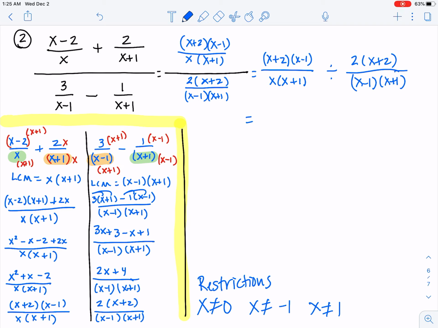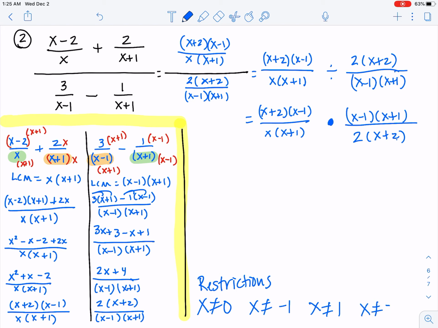All right, so I'm going to keep going. I'm going to take the first term times the reciprocal of the second term. Since I did the reciprocal, I've got to look at the denominator of that reciprocal, and are there any additional restrictions? Yeah, you have this x plus 2. That tells me x can't be negative 2. So my restrictions are 0, negative 1, 1, and negative 2. Let me box that in because that's part of our answer.